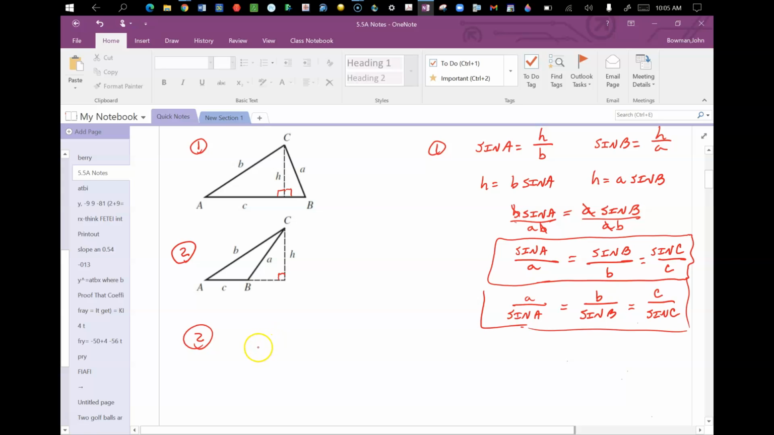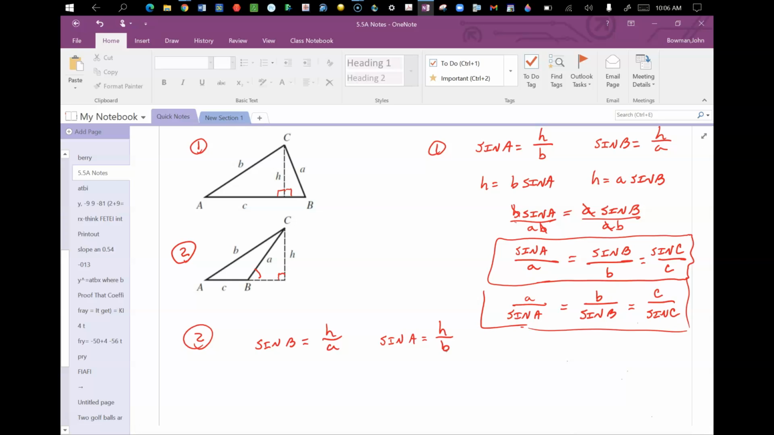We have the sine of angle B is equal to H over A. And just to be clear, when I say angle B, I'm referring to this angle B right there. And we also have the sine of angle A is equal to H over B, which you will see is exactly the same as above.